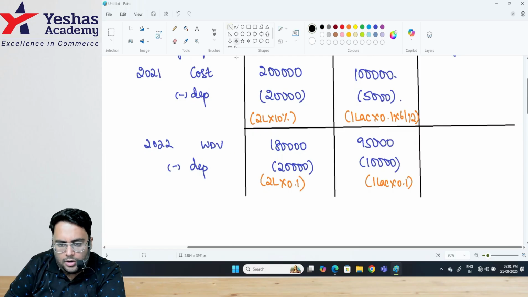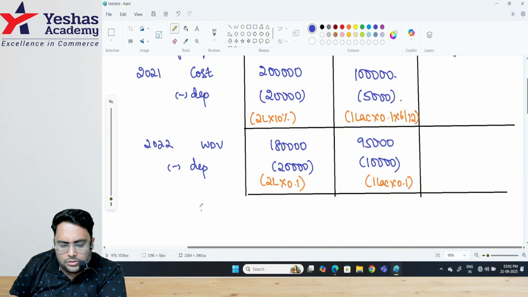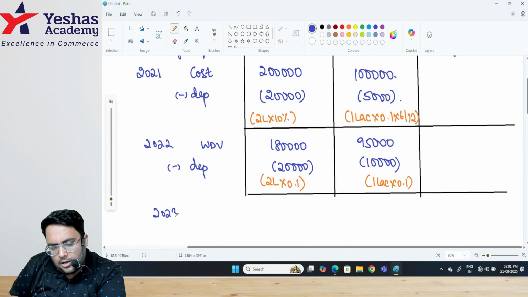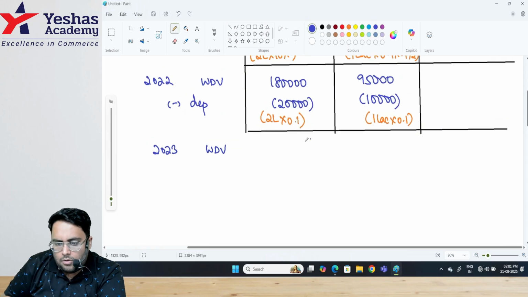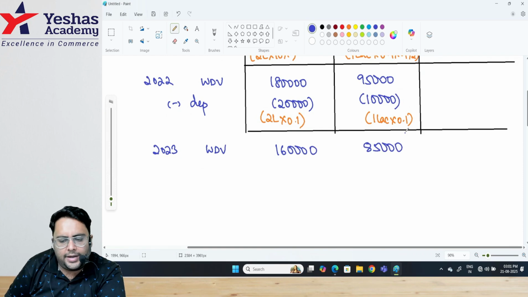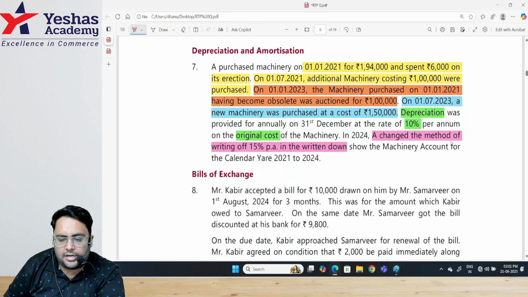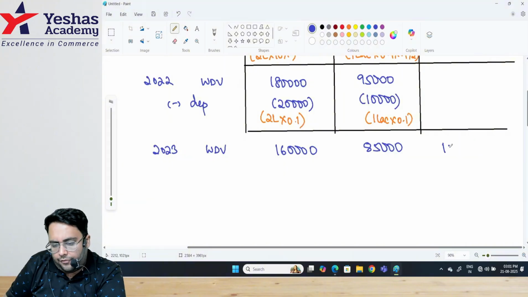You get your WDV. Kitna WDV? In 2023, the WDV of M1 is equal to 1,60,000. M2, 85,000. In 2023, did I buy the new asset? Yes, sir. What is the value of the third asset? 1,50,000.